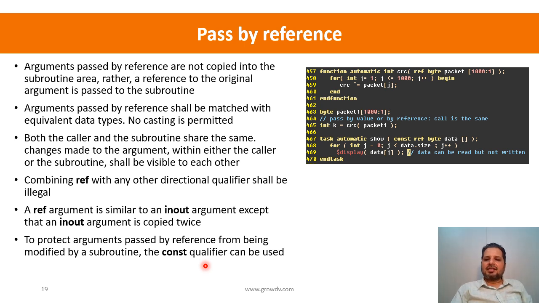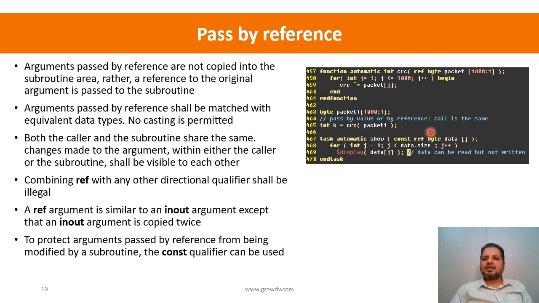So you are passing it by reference, not because you want that particular subroutine to make changes, but because you want it to use the same copy. That is why you are passing it by ref. To prevent any inadvertent changes to such copies, you can use the const qualifier.